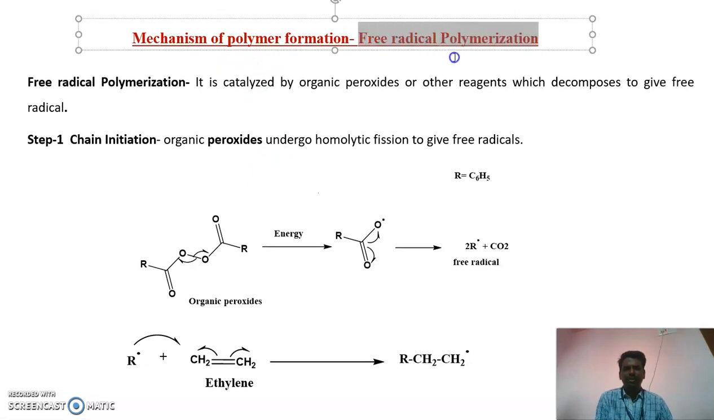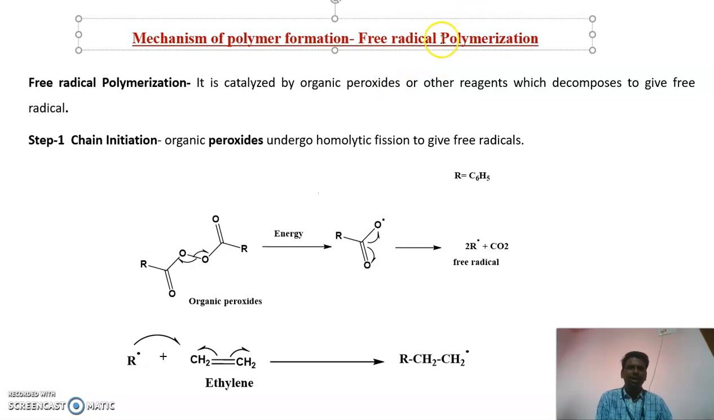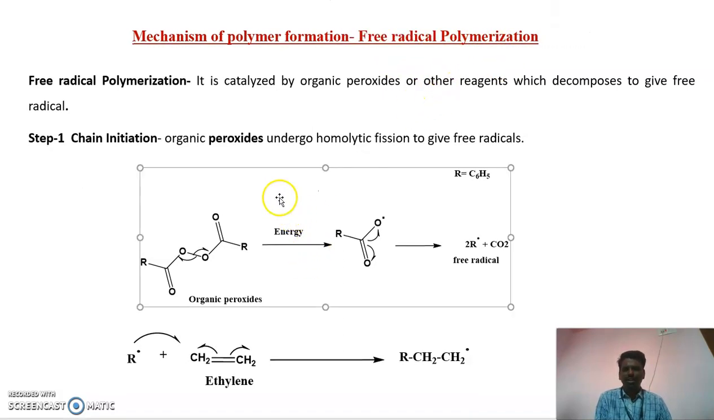First, initially we have taken free radical polymerization. It means that a polymerization reaction which is initiated by the presence of free radicals is called a free radical polymerization reaction. This polymerization reaction involves three steps. The first step is chain initiation.